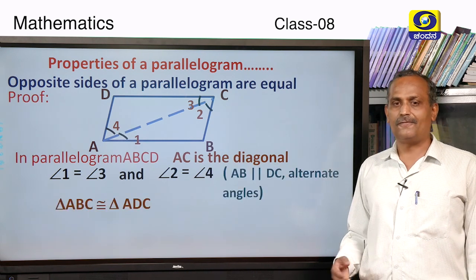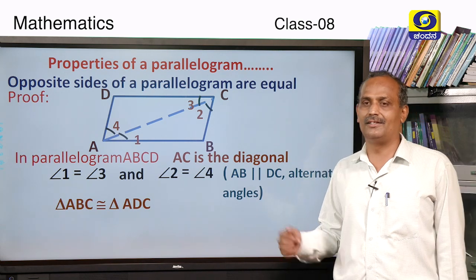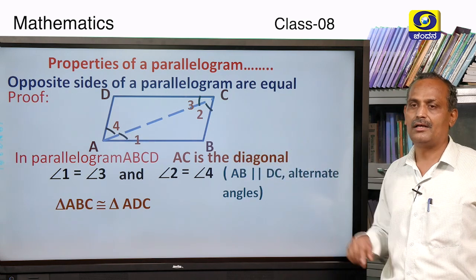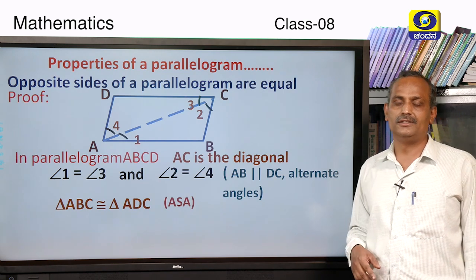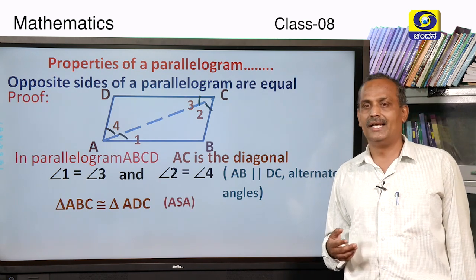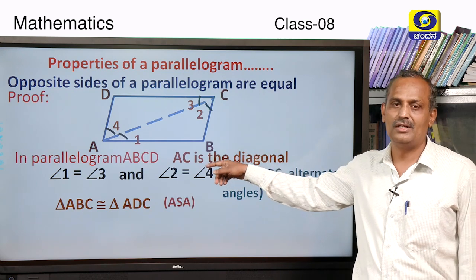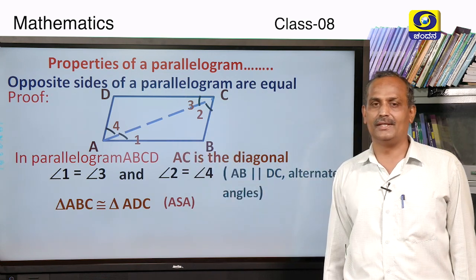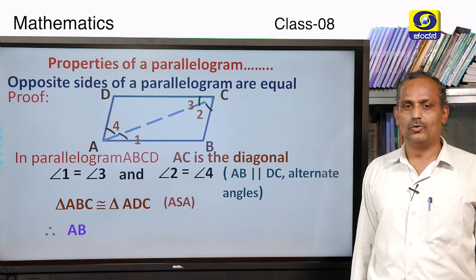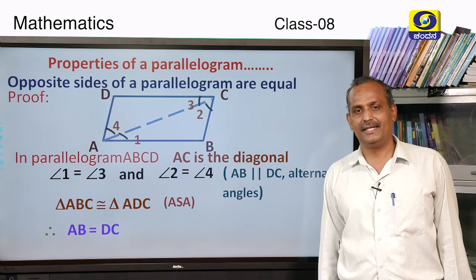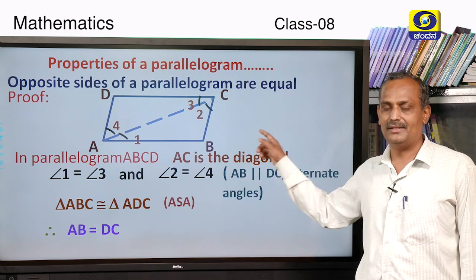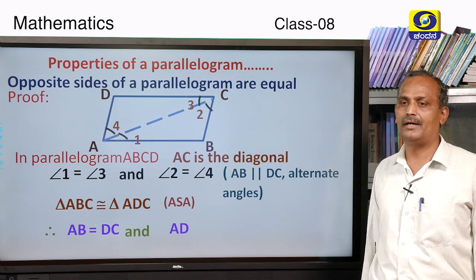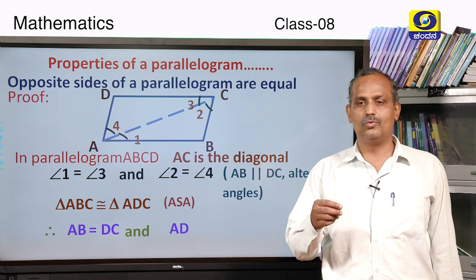Now, therefore, we can easily conclude that these two triangles, ADC and ABC, are congruent. By which property? Based on the angle side angle property, because angles 4 and 2, 1 and 3, and the side in between them is AC. Therefore, AB is equal to DC, and similarly AD is equal to BC. We can conclude that opposite sides of a parallelogram are equal. Dear students, note down whatever we are discussing here.